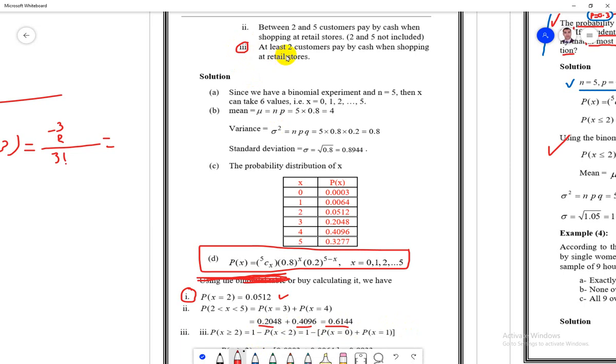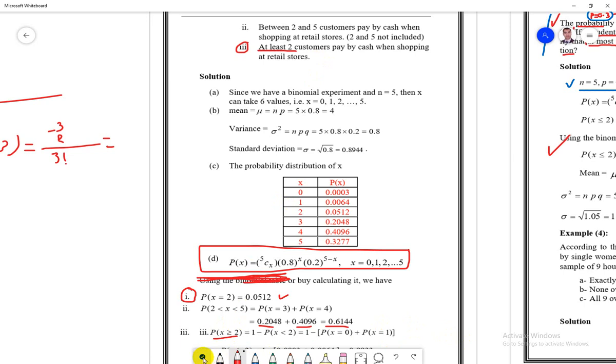At least 2 customers pay by cash. At least 2. What is the meaning of at least 2? That means a minimum value 2, and the maximum value is the value of N that you have. So at least 2 means the probability of X greater than or equal to 2, where the minimum value of X equals 2. What is the maximum value? The maximum value equals 5.